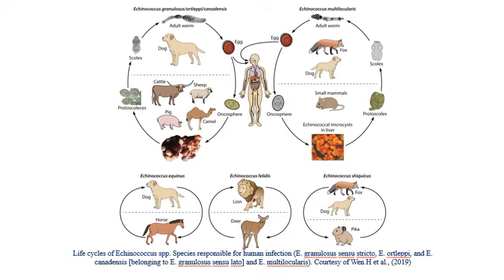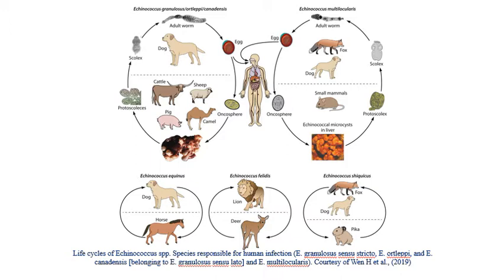In turn, humans or other intermediate hosts ingest the eggs, which hatch in the intestine to release oncospheres that pass through the portal and lymphatic vessels and reach the liver, where they usually settle and develop as larval stages, often called metacestodes or hydatid cysts. Less frequently, they may also reach the lungs, brain, bones, and other organs of the human or intermediate hosts.